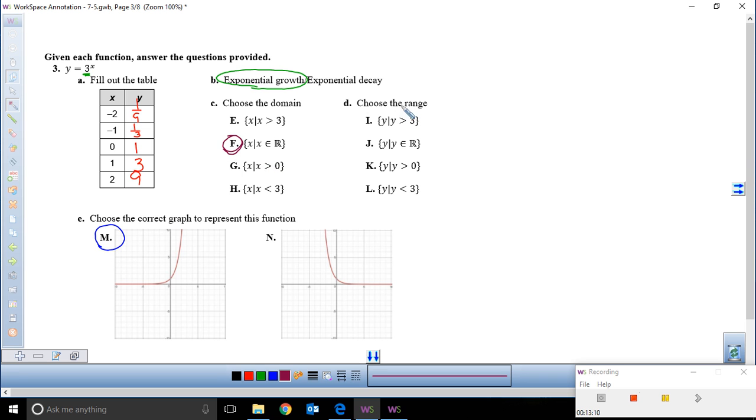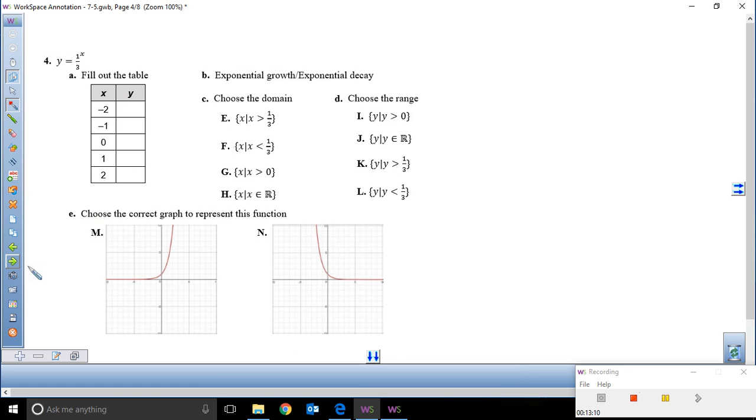And the range, remember, has to deal with the asymptote, where we're not touching. So if you look, my graph kind of levels off here around that y equals 0 area, so our asymptote is at y equals 0, which means that my range needs to be the set of all y's such that y is greater than 0. So it's going to be letter K there.